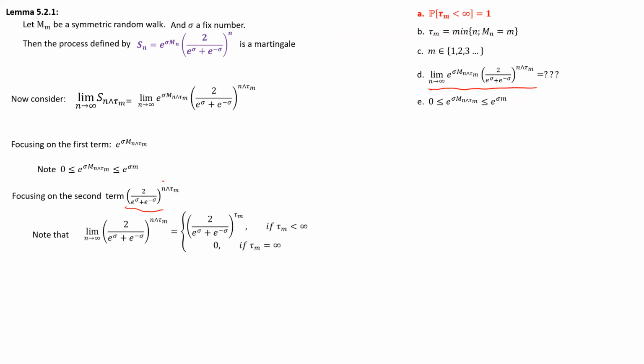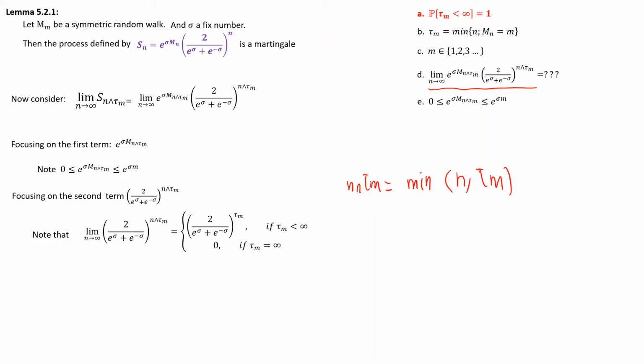Basically, if tau m is anything but infinity, then this is the result. We can get the value by this. And if tau m, the stopping time, is plus infinity, then we get 0. Let's dig deeper and try to understand that. If you remember well, this notation n tau m is nothing but the minimum between n and tau m.